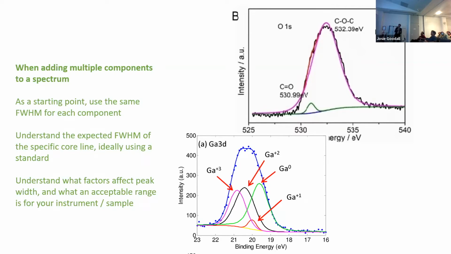And understand what factors affect the peak width and what an acceptable range is for your instrument or sample. I expect that this one, which is very large, up to 1 eV, will be pretty too wide. It must be made up of multiple components, but they've fitted it as a single component, or one very large component.